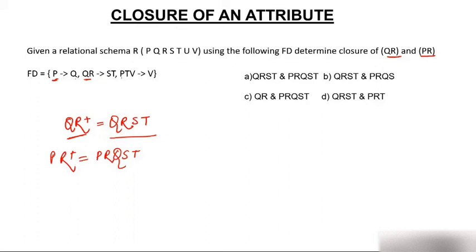With PTV you have P. Yes, you have P. You have T. Yes, I have P also. I have T also. Do you have V? No, I don't have V. So if you don't have V, you cannot use this functional dependency. So the closure of PR is only PR QST.